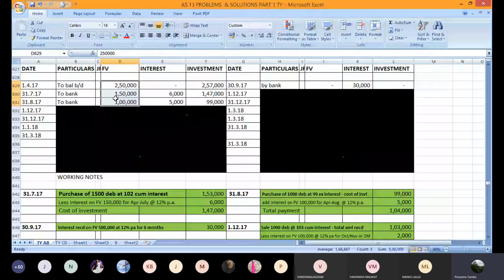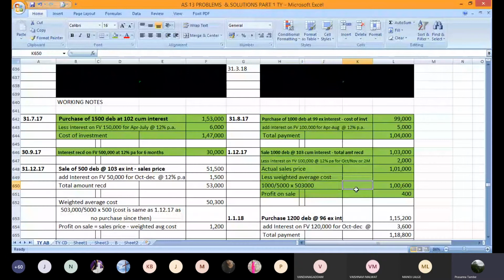So when you are calculating the cost here, our total cost for weighted average purpose is 5,03,000. Total debentures are 5,000. Out of that 1,000 debentures are sold. So your weighted average cost formula will be 1,000 debentures divided by 5,000 debentures multiplied by 5,03,000. When you calculate this cost, it comes to 1,06,000 rupees. Your selling price is 1,01,000. Less cost is 1,06,000. So the balance profit on sale is 400 rupees.